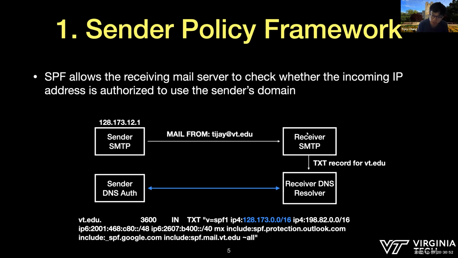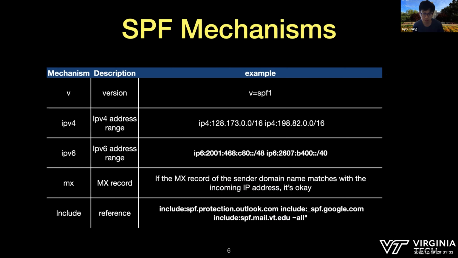In that case, the receiver will check vt.edu's TXT record. And as you can tell, this TXT record includes Outlook as well as Google, which means the sender has allowed Microsoft and Google to send email on behalf of them. As you can tell, this include does not specify the IP address. So the receiver needs to send an additional TXT record request to look up this domain name. Then you will find the actual IP address range. Let me show you one example.